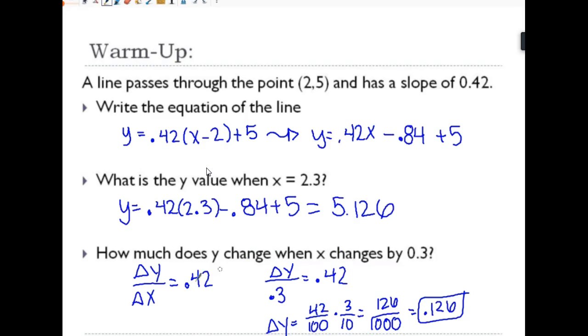So again, delta y represents change in y, delta x represents change in x. So delta y is equal to 0.42 times delta x. So that's where you get the 0.42 times 0.3. You can also get it by subtracting between the two numbers. So again, like I said, we're taking everything we used to know and adding or subtracting it sort of into this new realm of calculus.